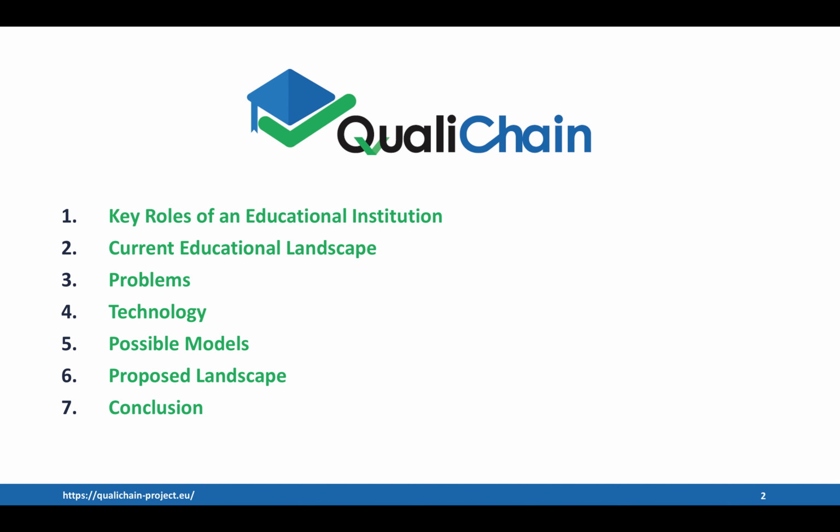I organized this presentation based on the following steps. First, I introduce the key roles of an educational institution, followed by introducing the current educational landscape. The presentation then focuses on the problems originated from the current practice and how existing technologies can help solve those problems. At the later stage of the presentation, I describe possible models that can be benefited from the current technologies to make the educational landscape decentralized.